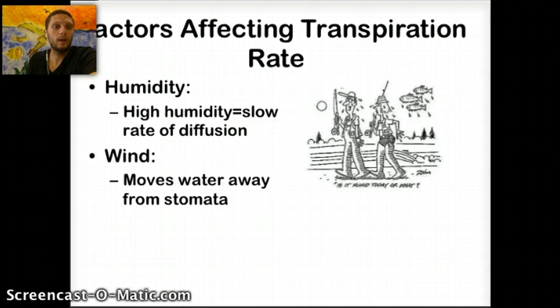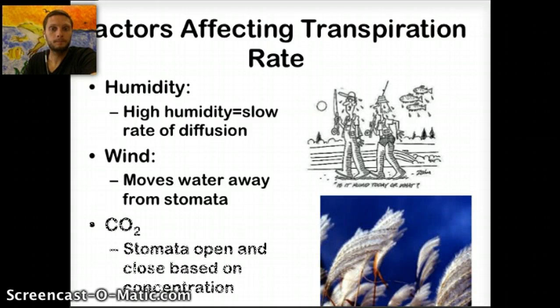The second is wind, and wind is actually moving water away from the stomata. So any water vapor that collects around the stomata is blown away, ensuring a high concentration gradient due to the lack of water by the stomata, and it increases the rate of transpiration. CO2: the stomata are going to open and close based off of the concentration. So a high CO2 concentration results in the stomata being closed and lowering the actual rate of transpiration.